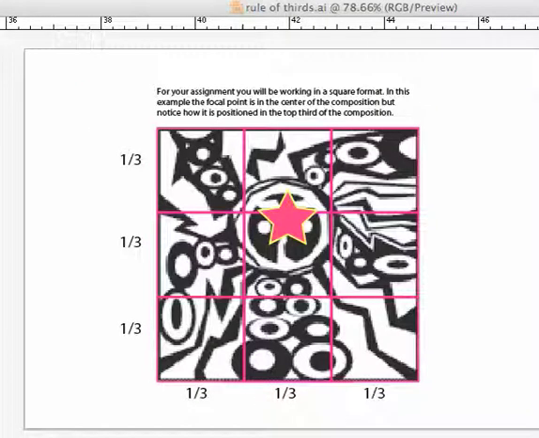Okay, so here's our assignment example, and I put the rule of thirds on it. You can use the rule of thirds in a horizontal, a vertical, or a square.